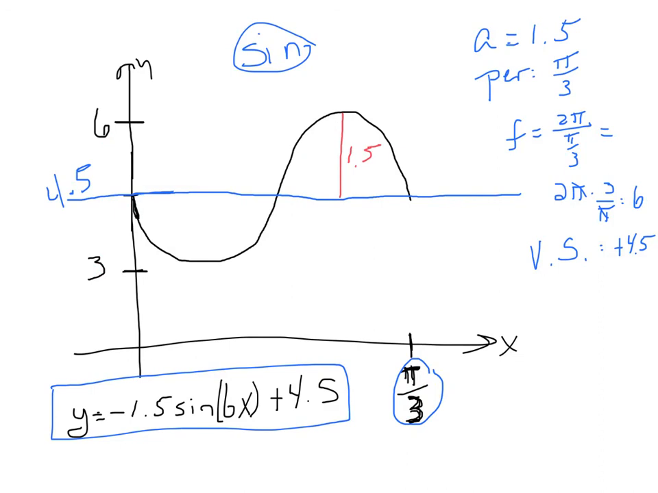The other thing I need to know is that it's the sine curve. Because this starts at the midline, which would be like my new origin, I know this is sine, but the fact that it's going down first says there's going to be a negative in front. So when I look here, y equals a negative of 1.5, my amplitude, sine, 6x, because I decided my frequency was 6, plus 4.5, because that's my vertical shift.